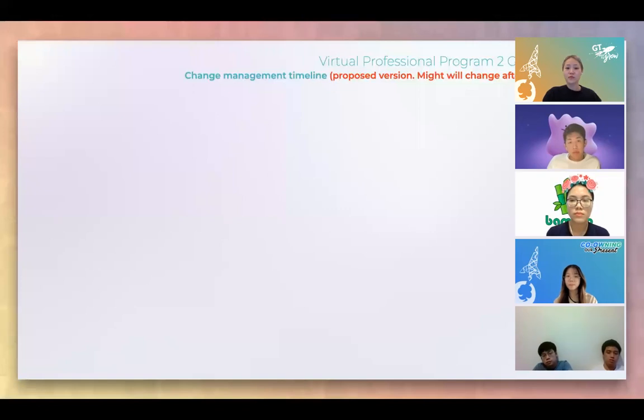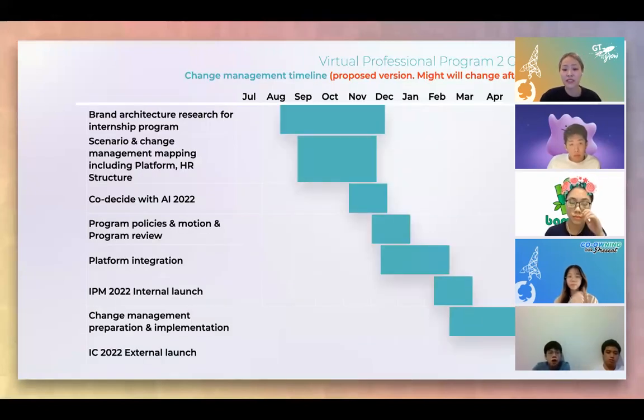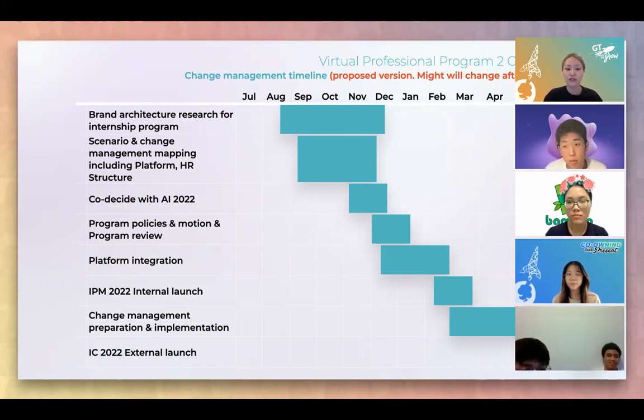So what we can do, this was what I presented in IC, right? And this timeline is still going to be suggested for next year. So you can have a bit of a sense: ideally, we want all of this to be ready externally before IC 2022. And then ideally, we want to start the change management preparation and implementation from February 2022.